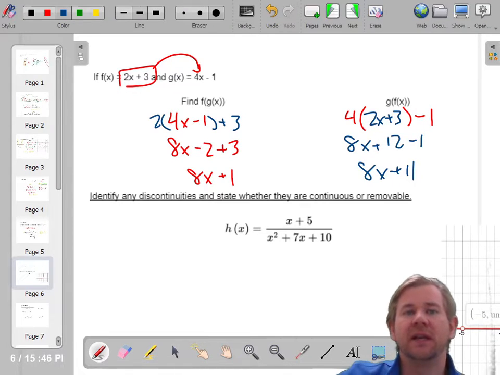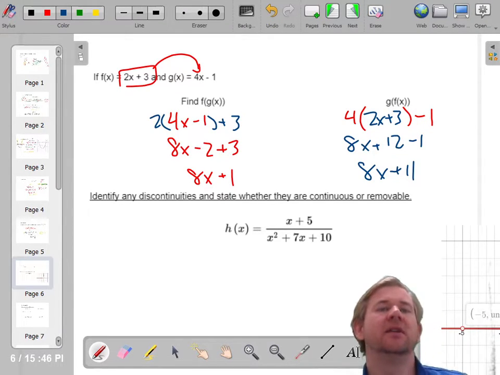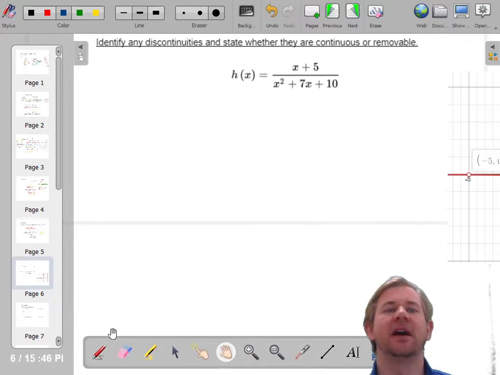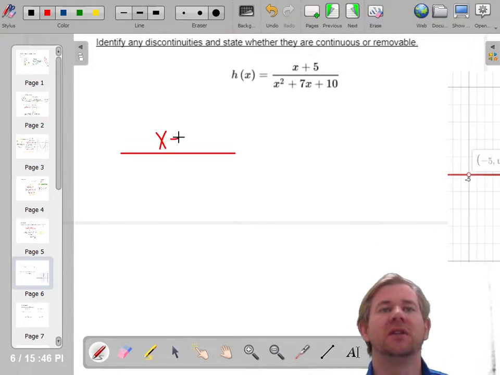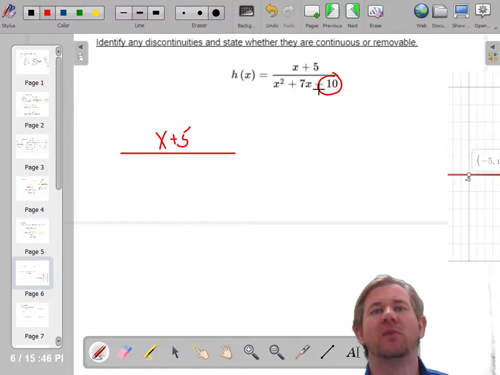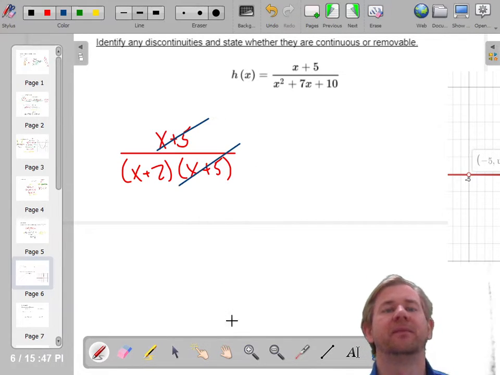So we're cruising. Now we'll do some discontinuities. If you're finding discontinuities, you need to factor the denominator. The numerator is not going to change. But in the bottom, you have 1x squared, so what multiplies to 10 and adds to 7? x plus 2, x plus 5.